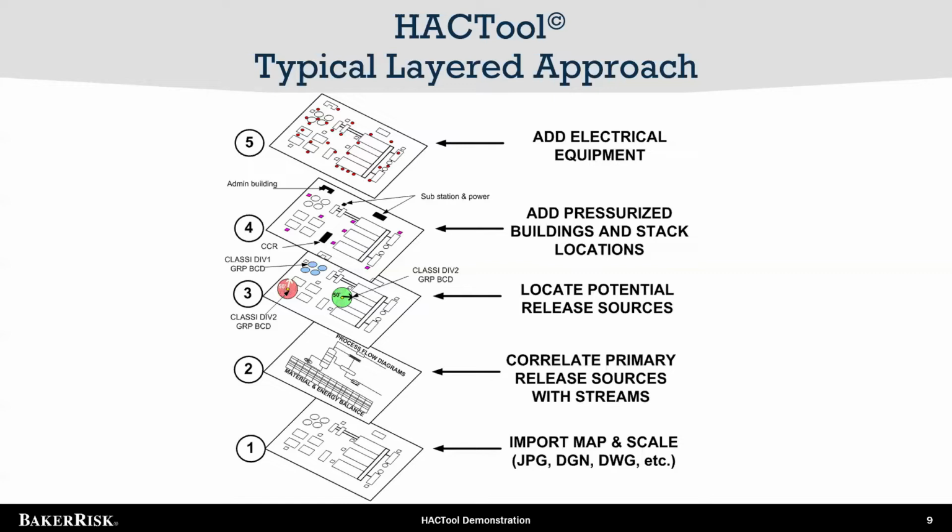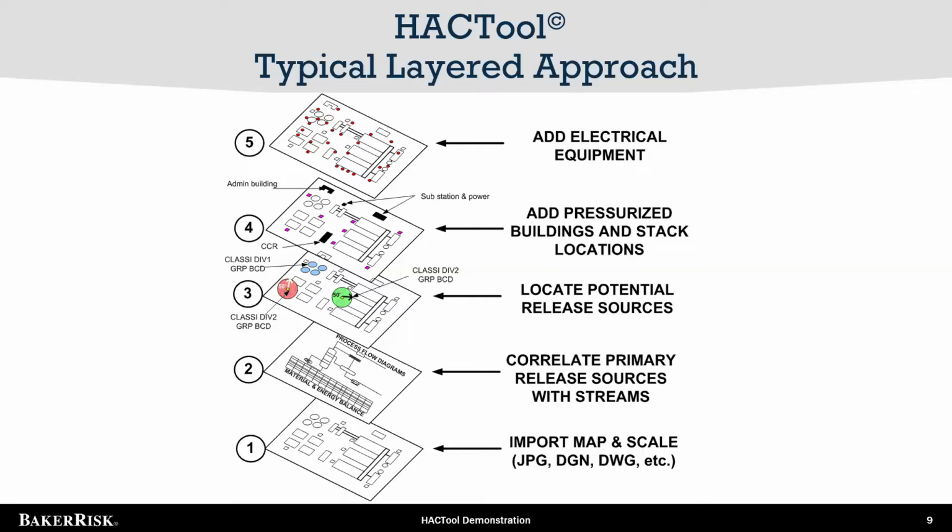We're going to import a map, and for our purposes, it's going to be a JPEG image of the BakerRisk test facility that we perform actual propane releases and other tests for industry. So we're going to import a map of that facility. You can also import DWG files. So if you have a DWG of your facility or a process unit, you can import that into HACTool, and then HACTool will actually generate the contours overlaid on your DWG out of the software. That's one of the features. So we'll import that map, step 1.